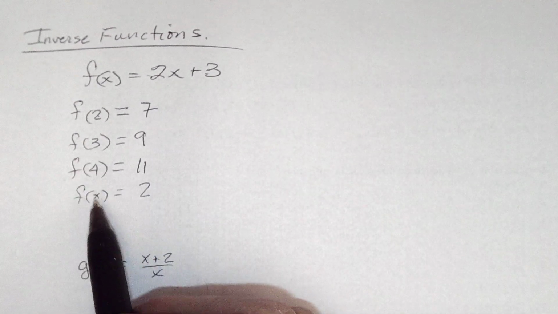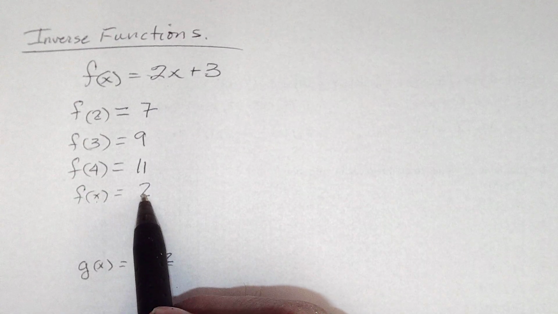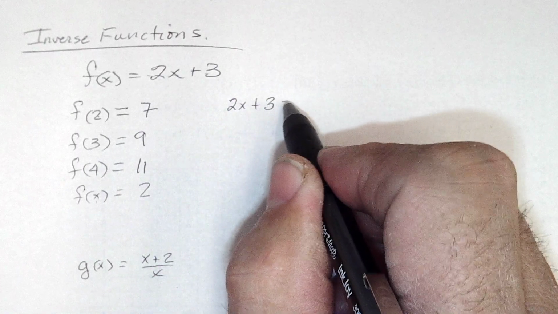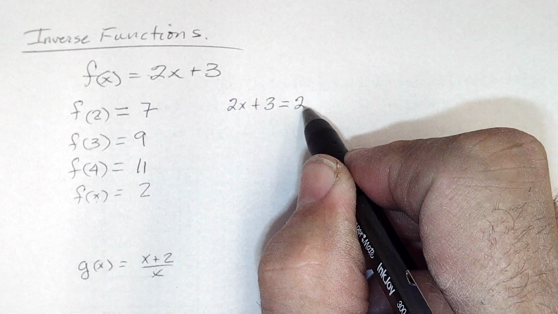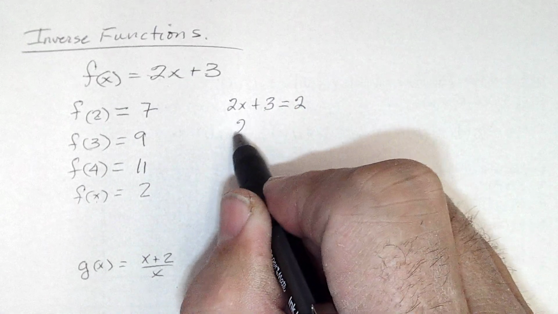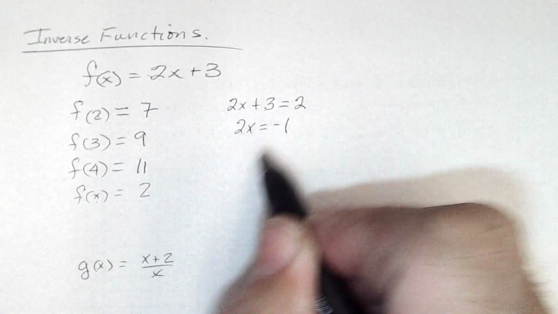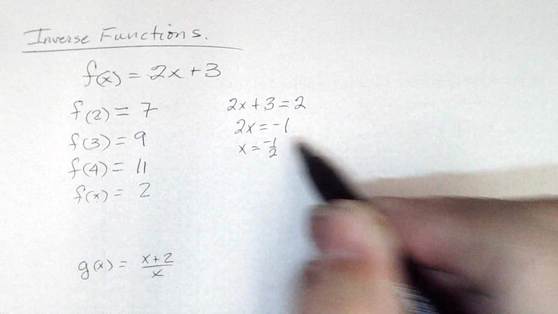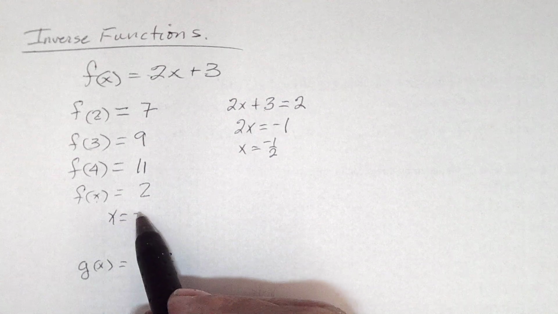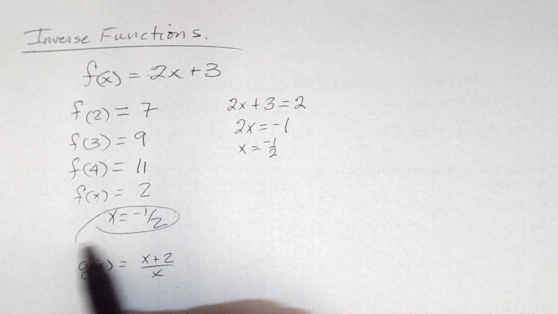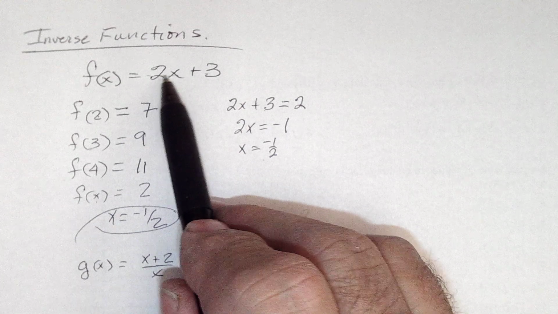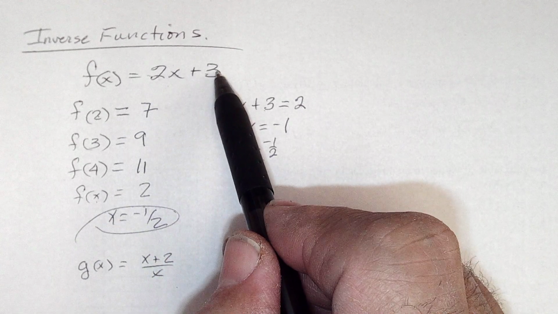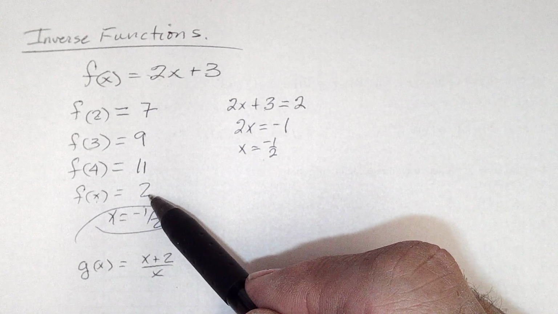If I asked for what x will I get 2, I would have to do something like 2x plus 3, and I want it to come out to be 2. So I subtract 3 and I get 2x equals negative 1. Divide by 2 and I get x equals negative 1 half. So x would be negative 1 half. If I put negative 1 half in here, I get 2 times negative 1 half, negative 1, plus 3 is 2.